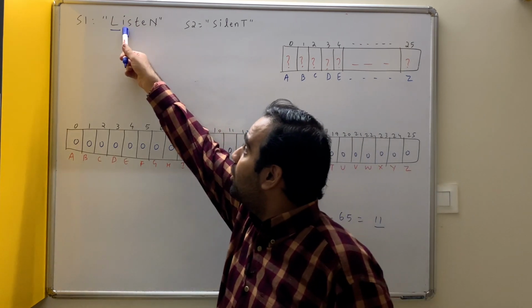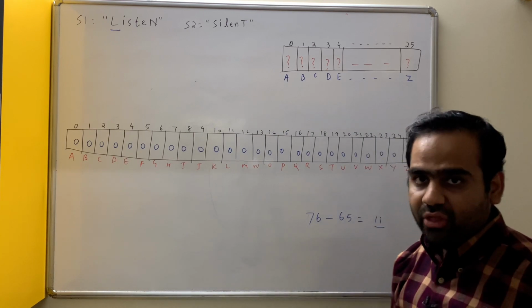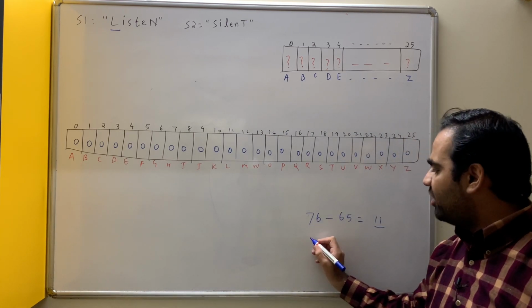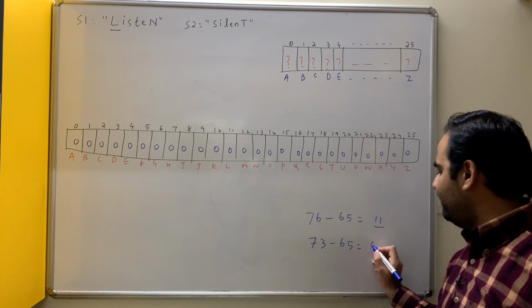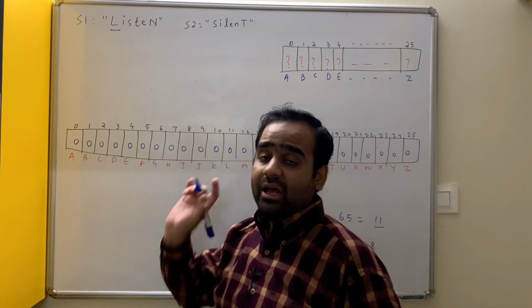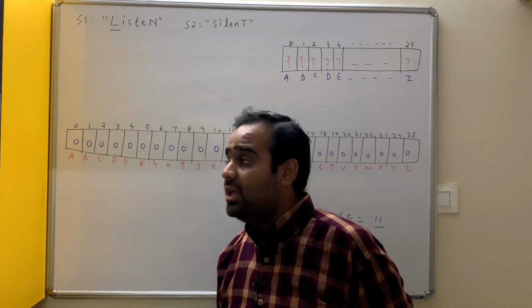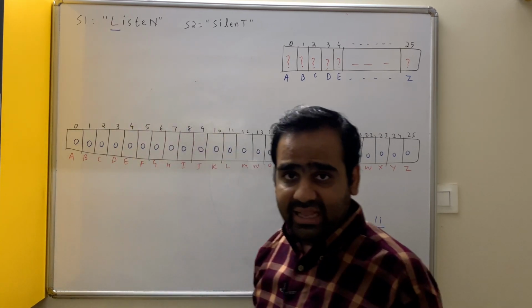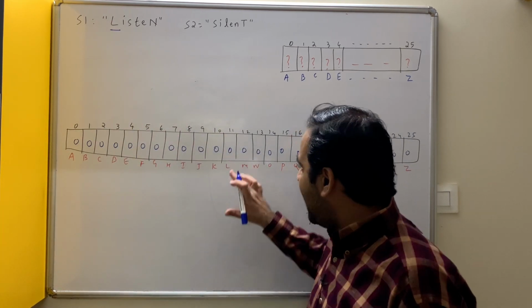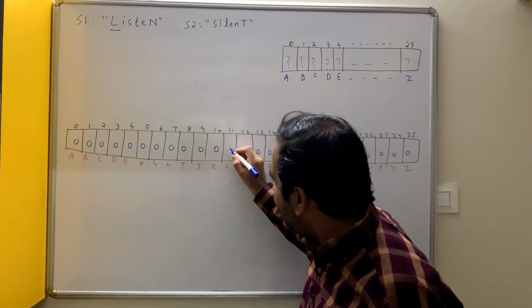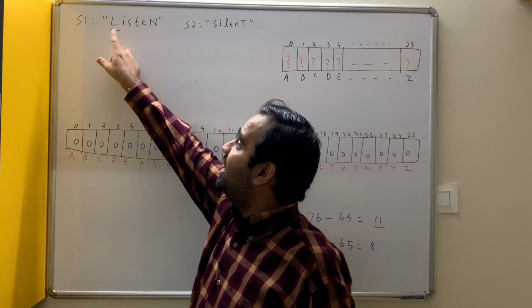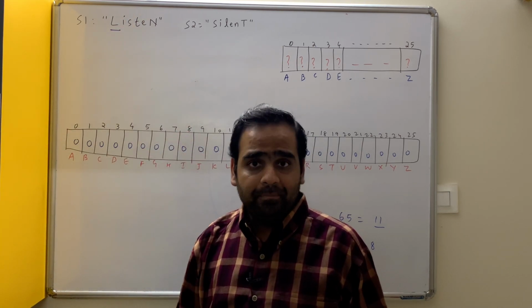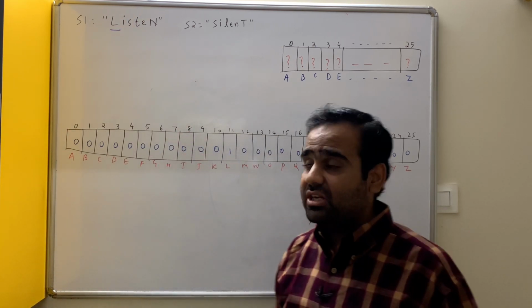Now if it is lowercase, make it uppercase. Now what is the ASCII value of uppercase I? It is 73. 73 minus 65 is 8. Uppercase I corresponds to the 8th index. Now what we do, as soon as I get L for the string 1, I go to index 11 and I increment this count. It means L is appearing one time in the string S1.